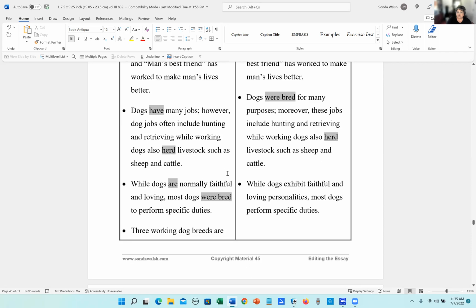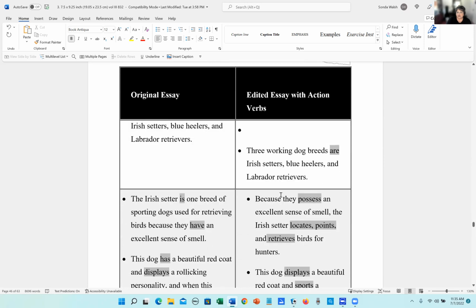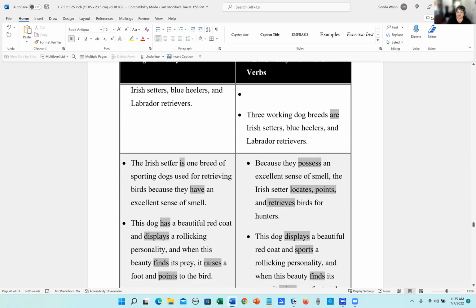So I want you to go through your essay and identify all of the verbs. If you have a linking verb, I want you to change it to an action verb. If you have an action verb, then you change it to something far more specific, if you can, not always. So here we changed the word is to possess.